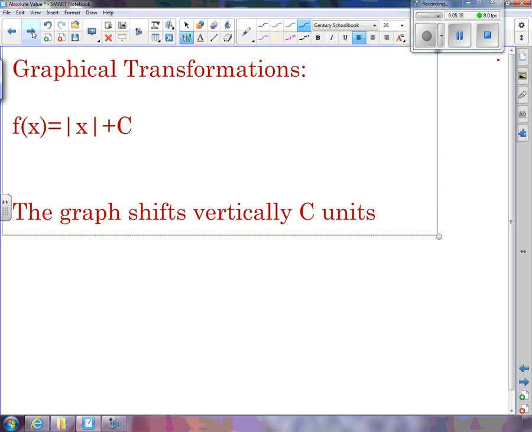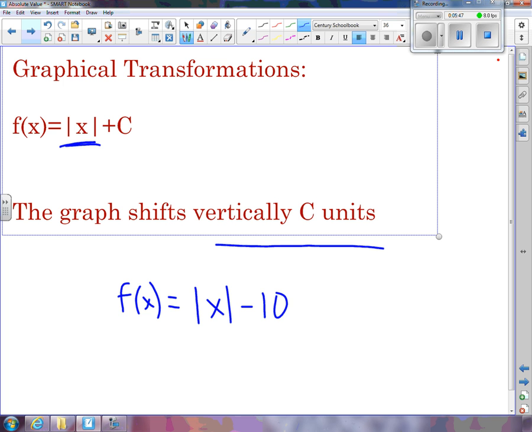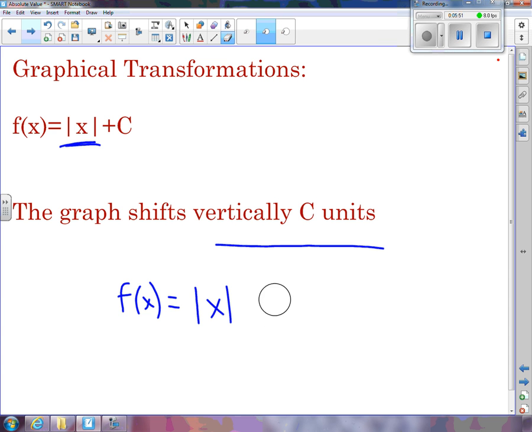So if I just have the absolute value of x and I add some number to it, the graph shifts vertically that many units. So if I have f of x equals the absolute value of x minus 10, the graph's going to go down 10. If I change this from minus 10 to plus 3, the graph's going to go up 3.